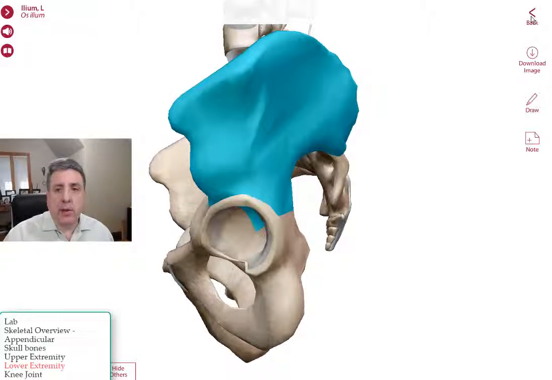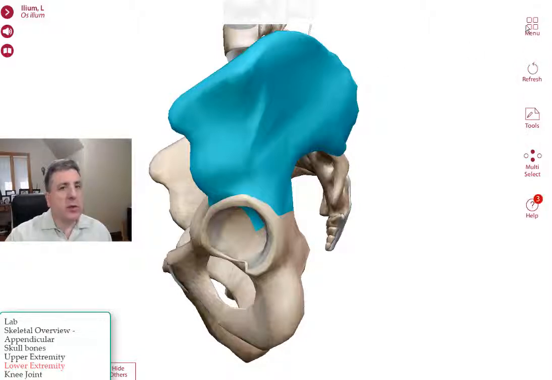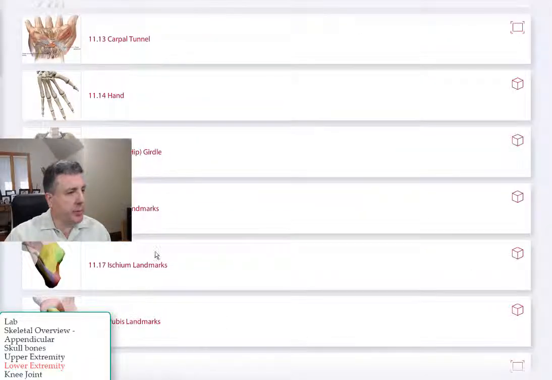So now let's look at the lower limb, and let's start with the femur. So let's go here. Let me bring up the femur here real quick.